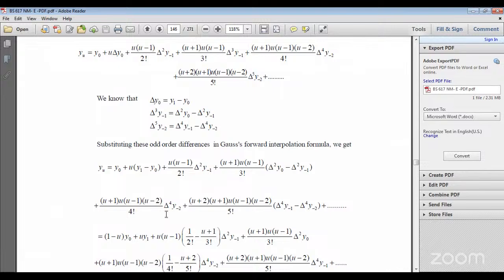u into (u minus 1)(u minus 2) del 4 y minus 2, (u plus 2)(u plus 1) u into (u minus 1)(u minus 2) del 4, so here we take two, here one, u minus 2 is del 4 y minus 2, here (u plus 2)(u minus 2) we take, del 4 y minus 1 and del 4 y minus 2, y minus 1 minus 2.